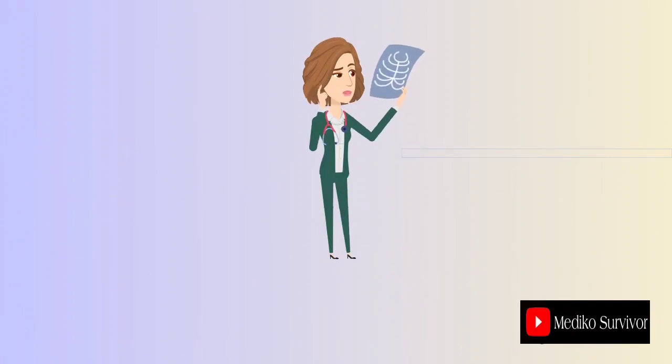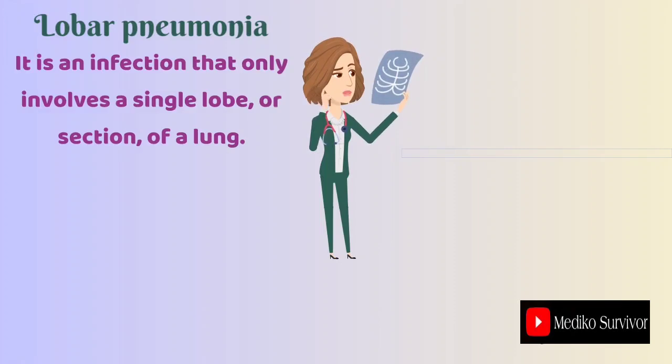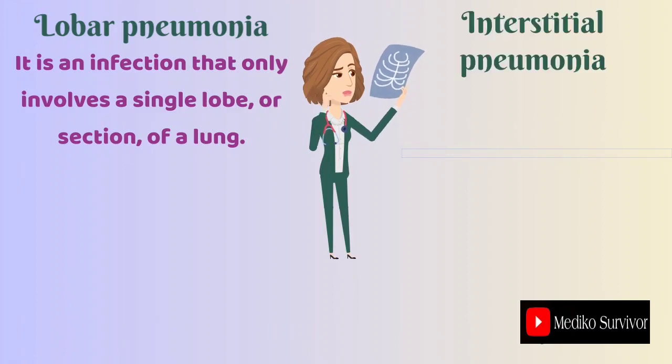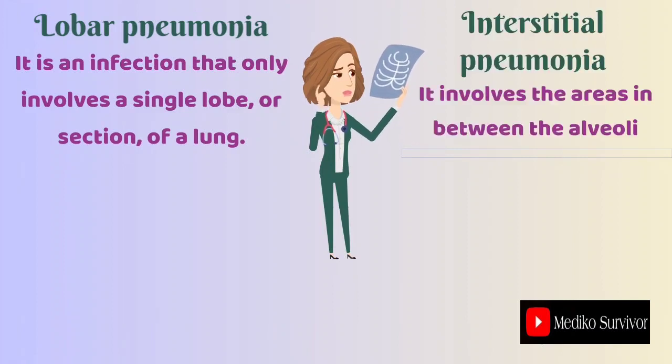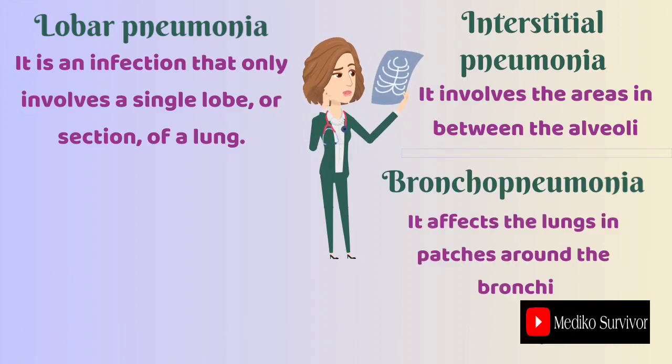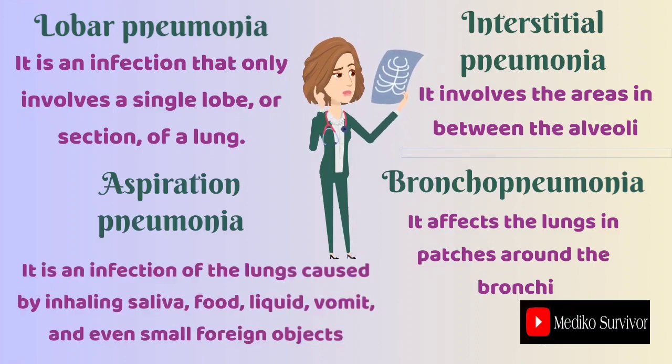Now, on the basis of site of infection, the first type, lobar pneumonia, involves infection of a single lobe or section of a lung. Second type, interstitial pneumonia, is due to infection between the areas of alveoli. And bronchopneumonia occurs when lungs are affected in patches around the bronchi. Next is aspiration pneumonia, which is an infection of lungs by inhaling saliva, food, liquid, vomit and small foreign objects.